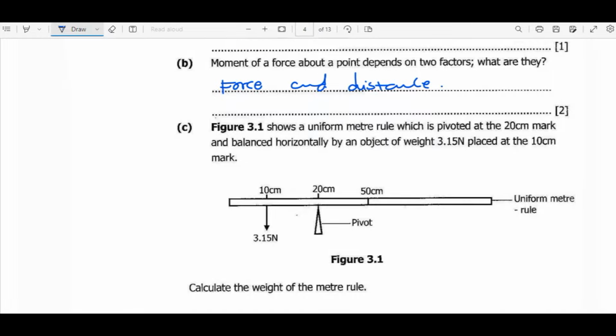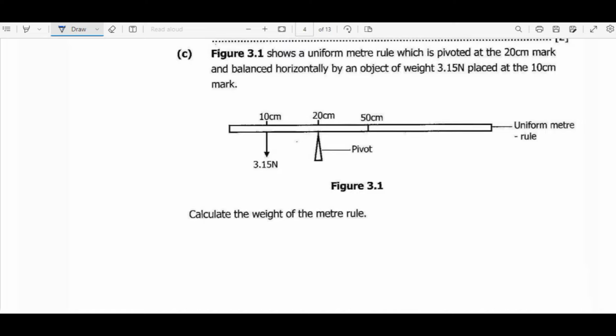Figure 3.1 shows a uniform meter rule which is pivoted at the 20 centimeter mark and balanced horizontally by an object of 3.15 newtons placed at the 10 centimeters mark. So we need to use the principle of moments, where moment 1 must be equal to moment 2 for this to balance. Then we need to identify the pivot, which is where this can turn.